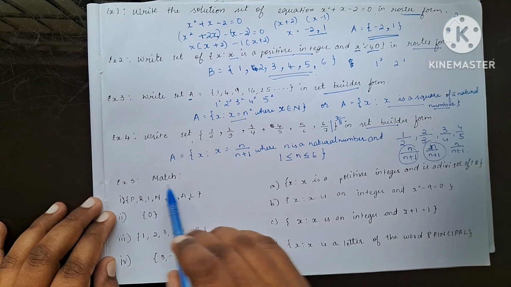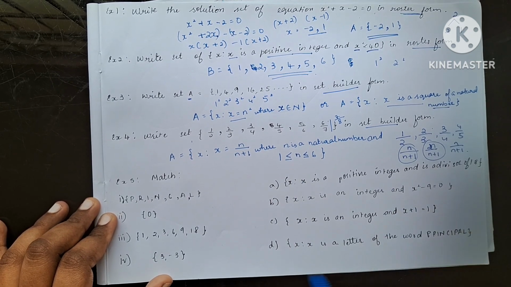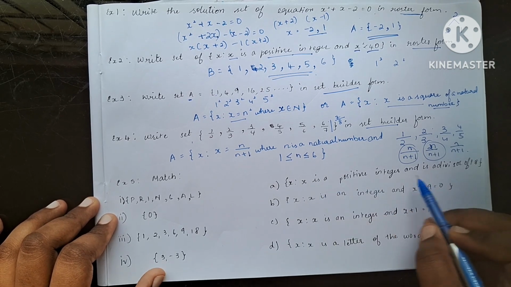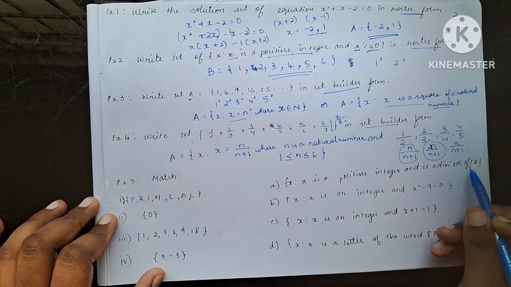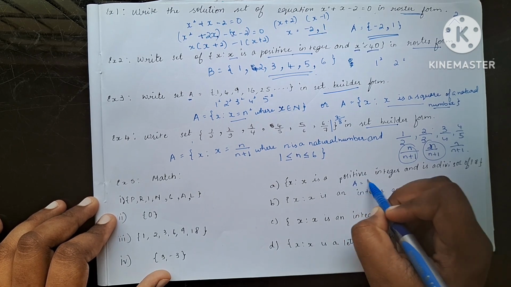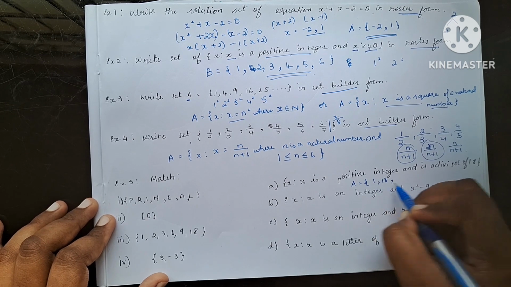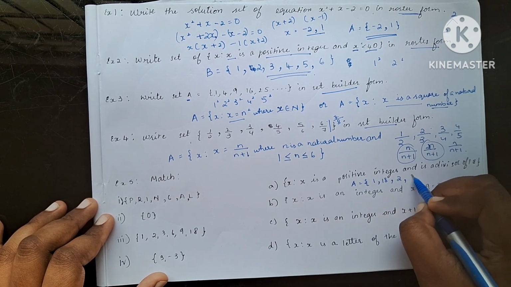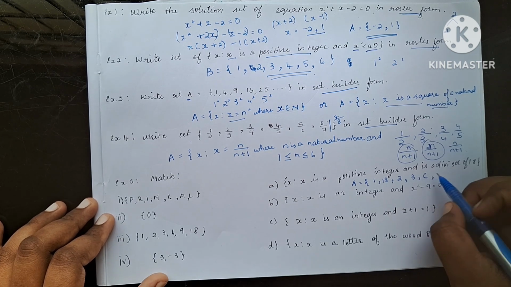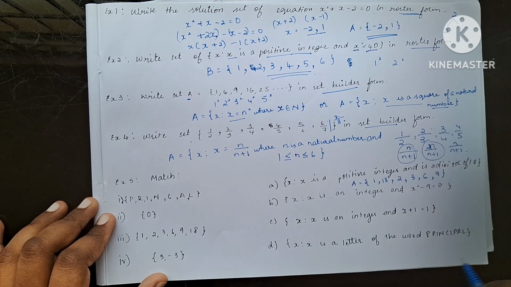The next one is to match the following. First let me write all of these in roster form so that you can match them more easily. First, x such that x is a positive integer and is a divisor of 18. Let's name this set A. Which numbers are divisors of 18? 1, then the number itself, then it comes in the 2 table, 3 table, 6 table, and 9 table. That's it. It doesn't come in 10, 11, 12 or anything.